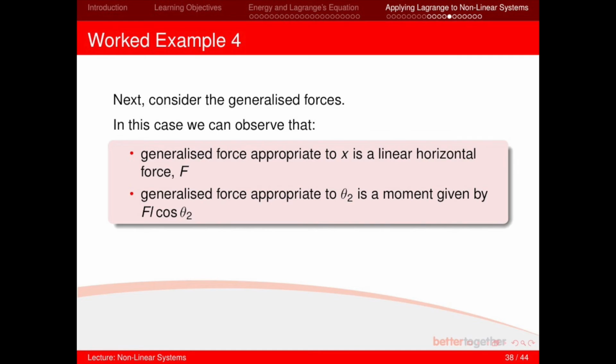We've got to work out the generalized forces first. In this case, it's quite clear that the generalized force appropriate to x is going to be a linear force. F is horizontal, therefore x will be pulled in a horizontal direction. And with the pendulum, if you've got a force at the bottom of the pendulum, that's generating a moment, and the moment arm, since F is horizontal, is the vertical distance, which is going to be L cosine theta 2.